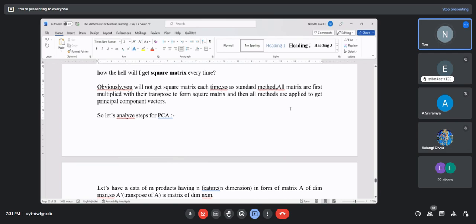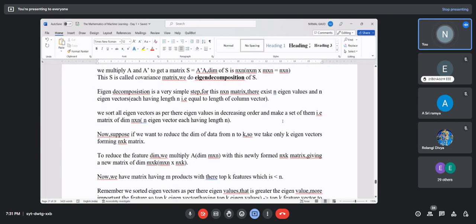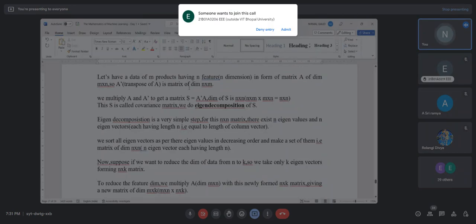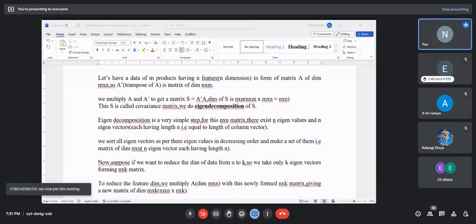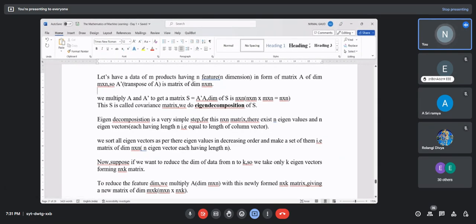Now let's consider it in a very simple way. Just understand the steps which are required. For example, we are available with the data of m products having n features. M products, n features, what is it saying? That means I am available with a matrix of dimension n cross m.